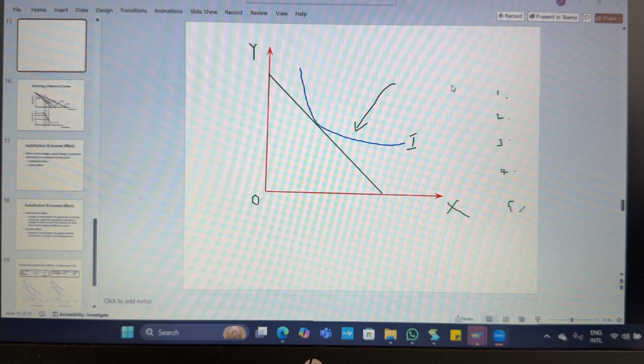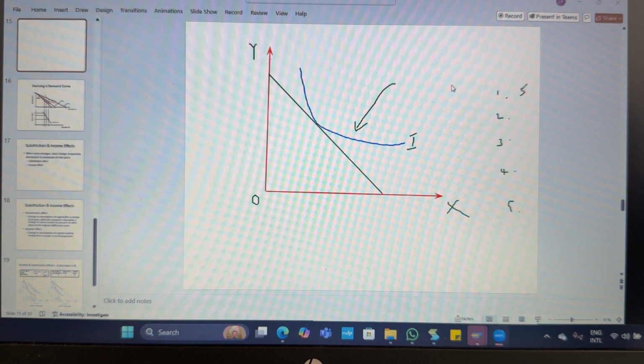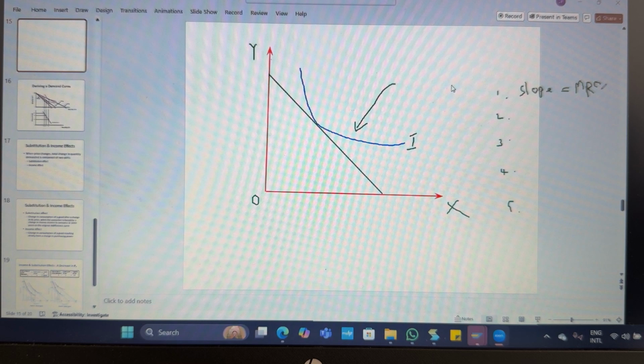Sloping downward, convex to the origin. Yeah, sloping downward, convex to the origin. It's indicating that. So, what is the slope actually? Slope, we call it by another name. Slope is MRS. What is MRS?